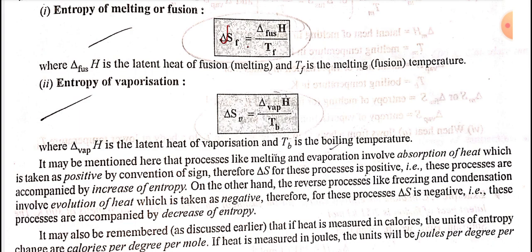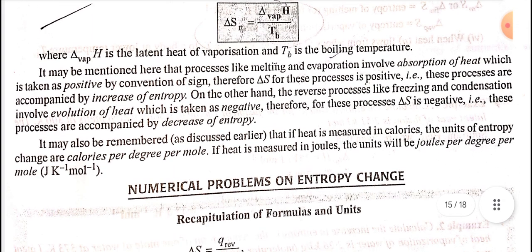It may be mentioned here that processes like melting and evaporation involve absorption of heat, which is taken as positive by convention of sign. Therefore, delta S for these processes is positive, that is, these processes are accompanied by increase of entropy. On the other hand, the reverse processes like freezing and condensation involve evolution of heat, which is taken as negative. Therefore, for these processes, delta S is negative, that is, these processes are accompanied by decrease of entropy.